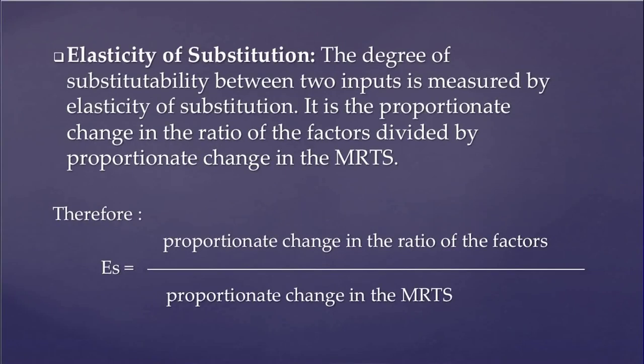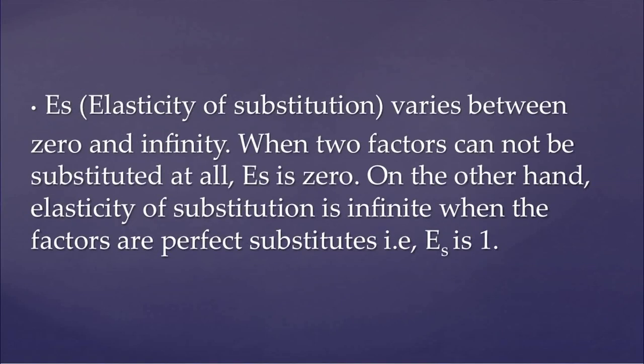Elasticity of substitution is basically the degree of substitutability between two inputs. It is the proportionate change in the ratio of the factors divided by the proportionate change in the marginal rate of technical substitution, MRTS. So elasticity of substitution is given as the proportionate change in the ratio of the factors divided by the proportionate change in the MRTS. Elasticity of substitution varies between 0 and infinity.